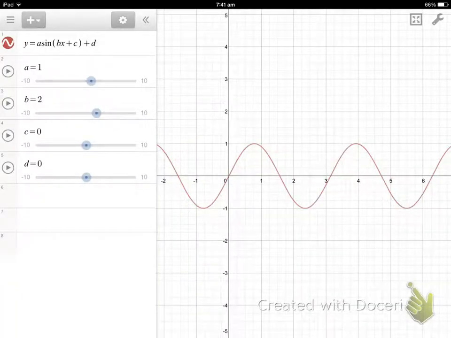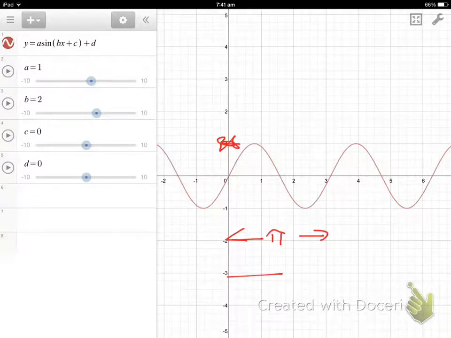Once you've moved A back to 1, move B to 2. You will notice that the amplitude has now gone back to 1. But now, the period has been halved. So this is now just pi. Or, as I tend to say, you now have 2 cycles.